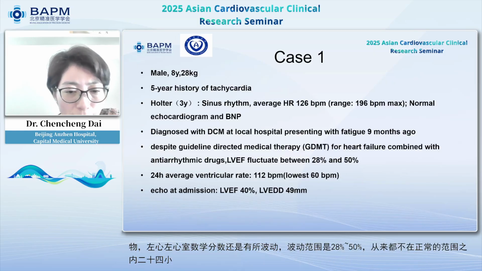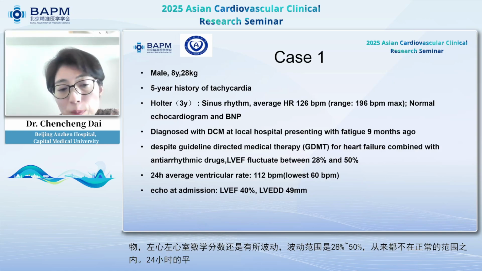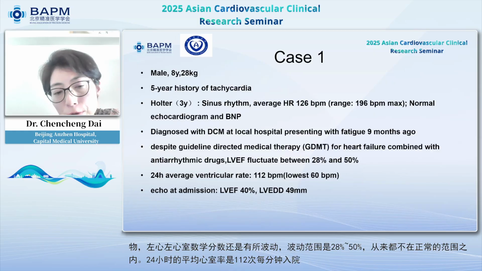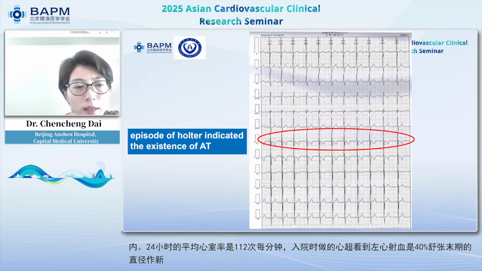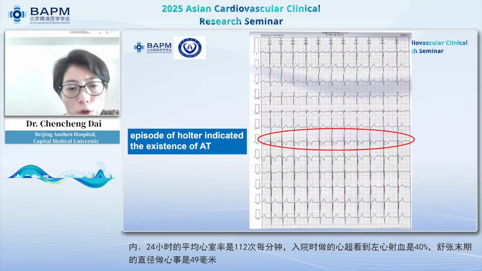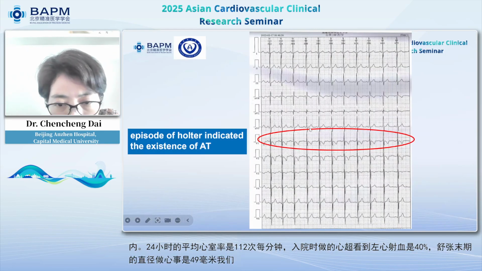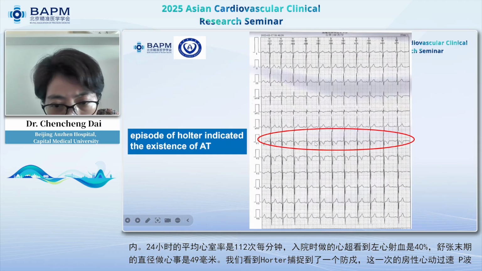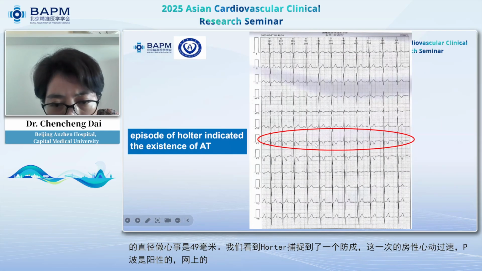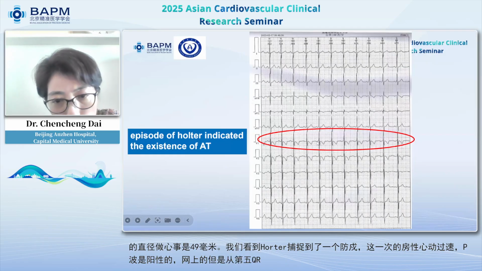Average ventricular rate is 112. Echo at admission: LVEF is 40%, and LVEDD is 49 millimeters. This is an episode of Holter. In this episode, we can see the first 4 beats, the P wave is positive, and from the fifth QRS, the P wave is totally negative.